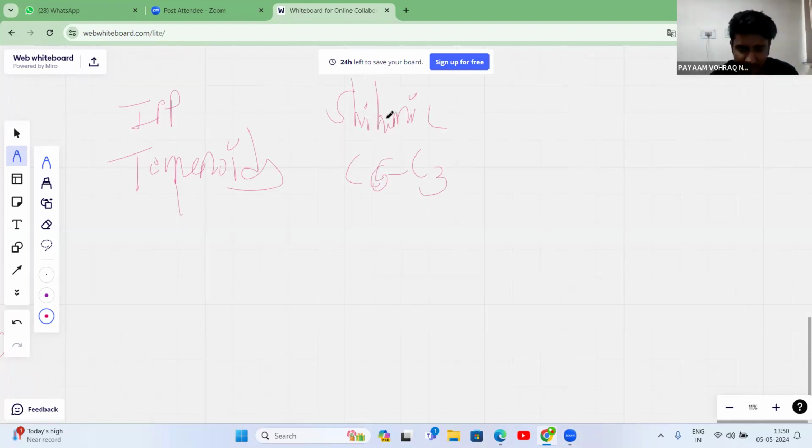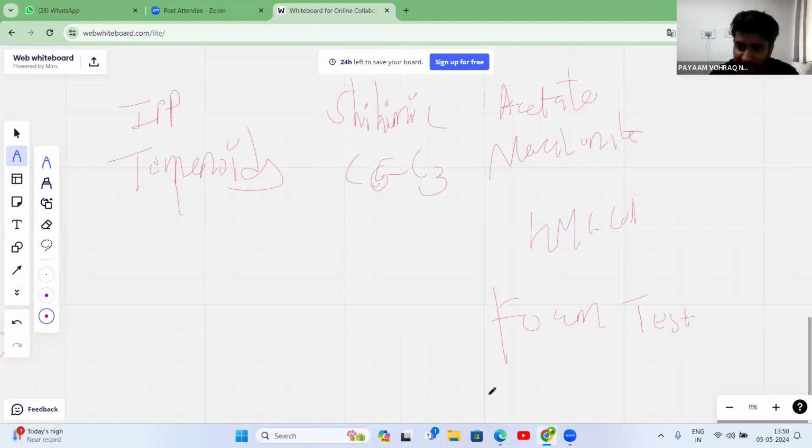What I was telling you all, shikimic acid, acetate mevalonate, questions are asked in this, so do them well and go. HMG CoA and so on. Yes, licorice and dioscorea, triterpenoids, saponins. For saponins we have the foam test. We have the hemolytic test for saponin as well. Have you heard about the hemolytic test?